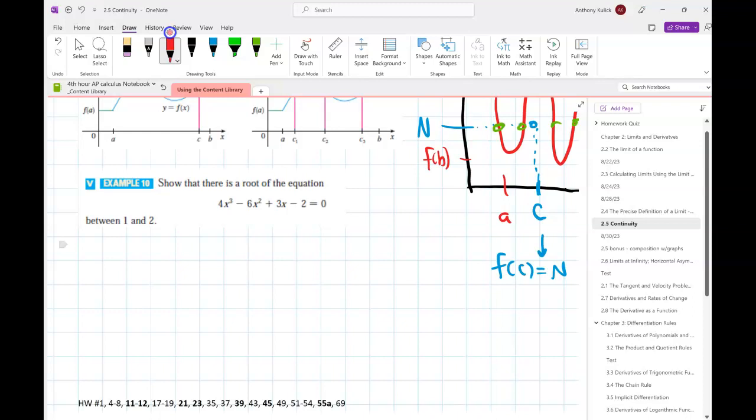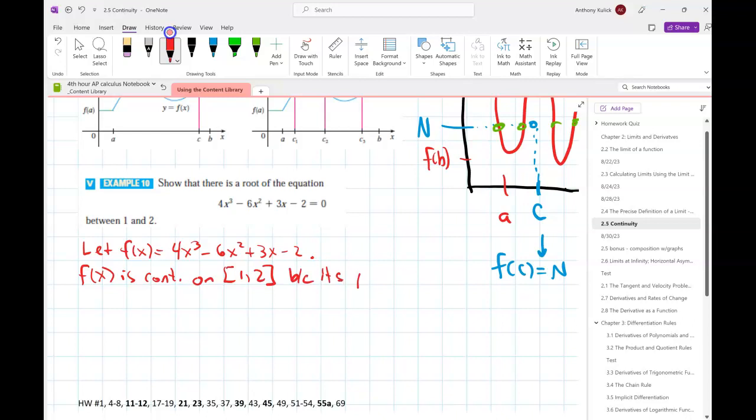So first step, I want to show continuity. Let f of x equal this thing. How do I know that's continuous? Good. And specifically, I only care about the interval from 1 to 2. That's it. I showed the continuity. Just a sentence. That's all it took.